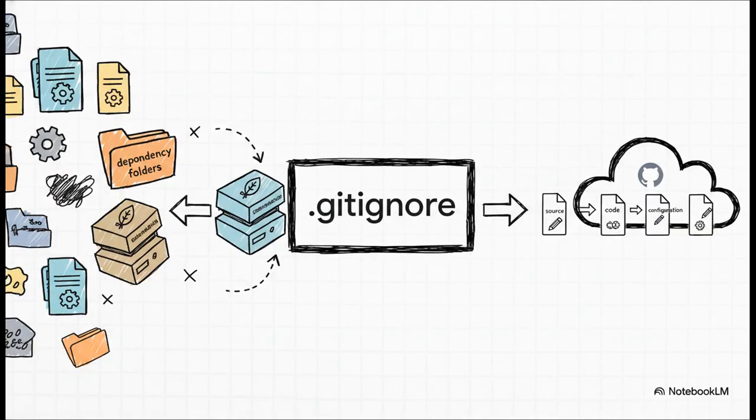But here's the thing you have to remember. You don't want to save everything. Your online folder, your repository, it should be clean, containing only your essential source code. The .gitignore file is basically your project's bouncer. It tells Git exactly which files to leave behind, keeping your project lean by ignoring all those bulky auto-generated files.